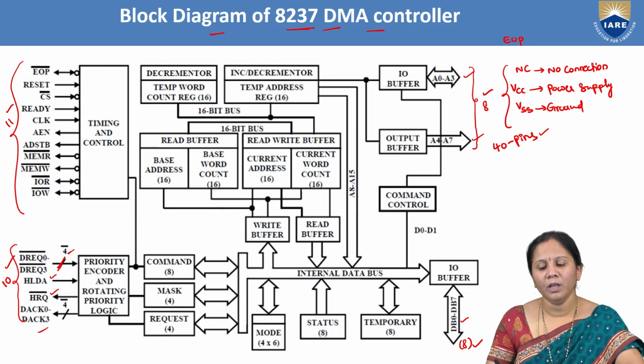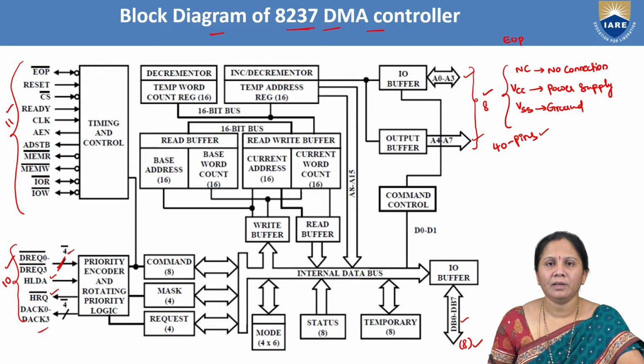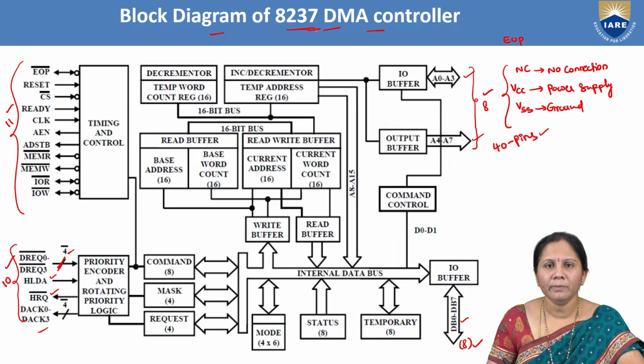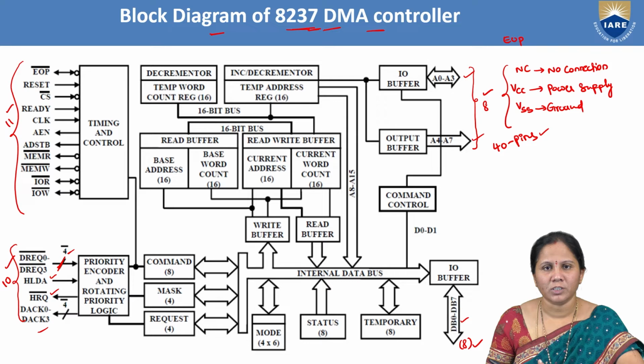So here the main difference between the 8257 DMA controller and 8237 DMA controller is, in 8257 we have only 4 channels, so only 4 IO devices can be connected. Whereas in 8237 DMA controller, it also has 4 channels. If we want to connect more than 4 IO devices, we have to go for the cascading concept. By going for this cascading concept, more than 4 IO devices can be connected, that means by increasing the number of channels.